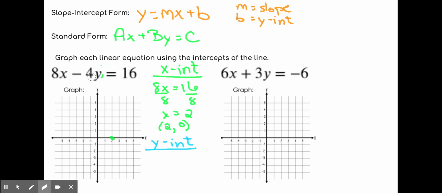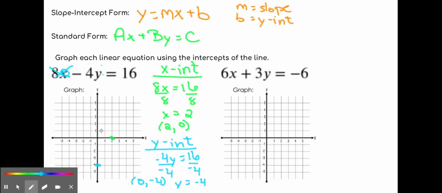Remember, with the y-intercept, x is 0. So if I were to let x be 0 right here, this would go away, and I'd be left with negative 4y equals 16. So I'm going to divide both sides by negative 4, and I get y is negative 4. So since that's the y-intercept, it has ordered pair 0, negative 4. So 0, negative 4 is my y-intercept, and I can draw, presumably, the line through those points.